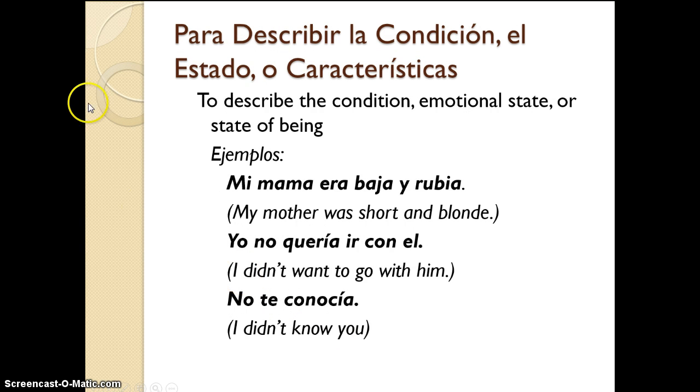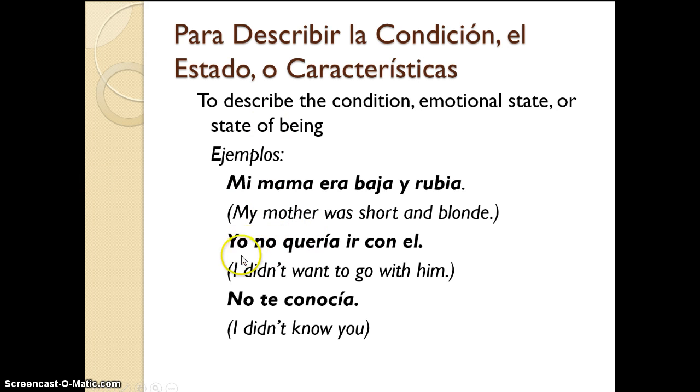Second reason we use the imperfect is to describe the condition, state, or characteristics of something in the past. So whenever you're adding details to something or somebody, you would definitely use the imperfect. For example, mi mamá era baja y rubia. My mother was short and blonde. There's no specific time when she was short and blonde. That's how she was in the past. So that's why I would use the imperfect.